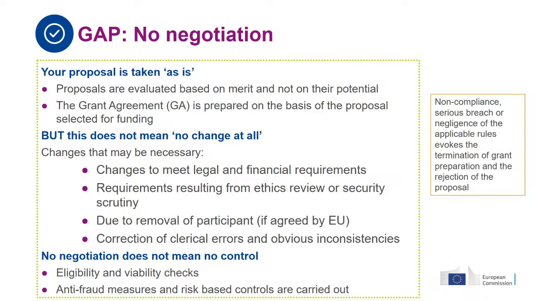Another principle that we have in the grant agreement preparation is that we don't have, well, it was the case in the older frameworks, but from Horizon 2020 and on, and Horizon Europe, we have what we call the non-negotiation. This means that your proposal is taken as is. So we consider proposals that are evaluated based on their merit and not on their potential. What does this mean? We don't tell you that we will fund you if you also do that. So there is no kind of intervention.